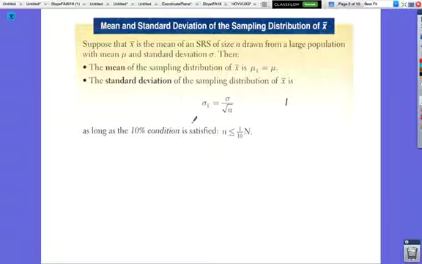The standard deviation of the sampling distribution of X bar is sigma sub X bar, which is equal to the standard deviation of the population over the square root of n, the sample size, as long as the 10% condition is satisfied. The 10% condition just means that the size of the simple random sample is less than or equal to 1/10 of the entire population, which is the capital N.